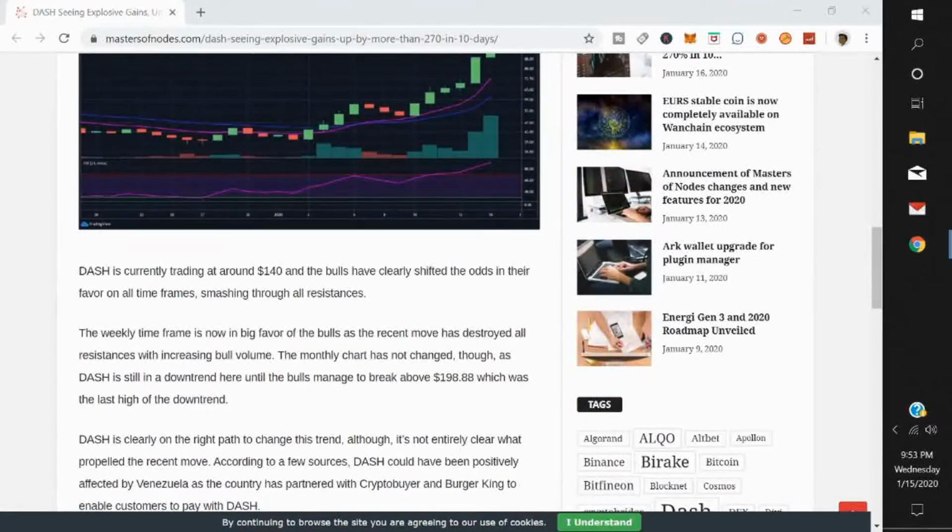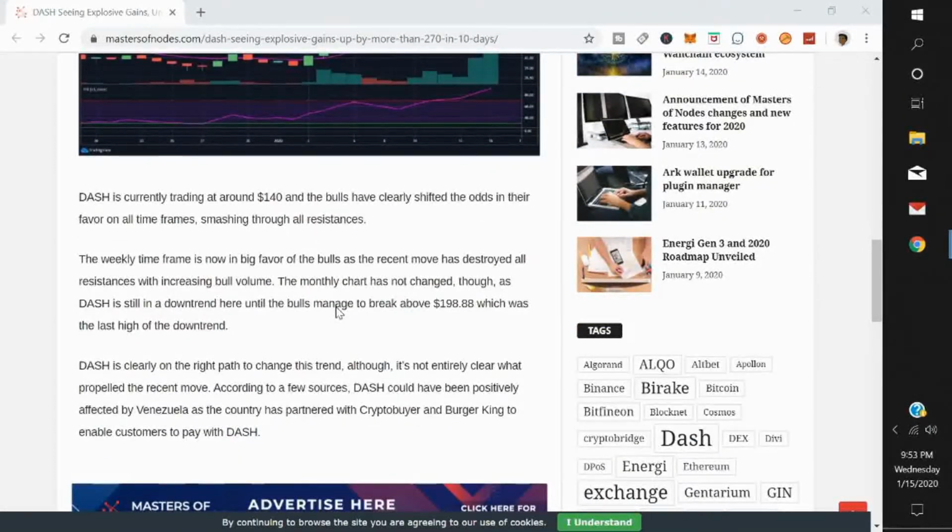Dash is currently trading at around $140, and the bulls have clearly shifted the odds in their favor on all time frames, slashing through all resistance. The weekly time frame is now in big favor of the bulls as the recent move has destroyed all resistance with increasing bull volume. The monthly chart has not changed, though, as Dash is still in a downtrend here until the bulls manage to break above $198.88, which was the last high of the downtrend.